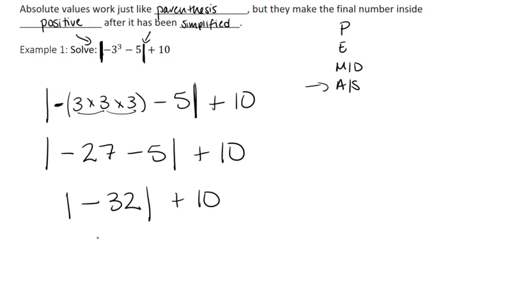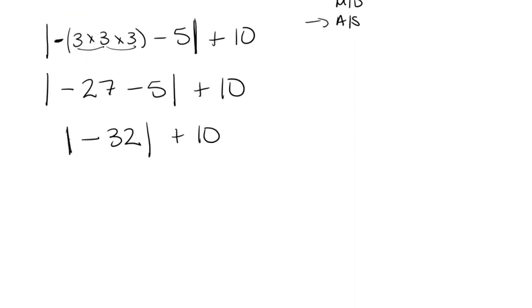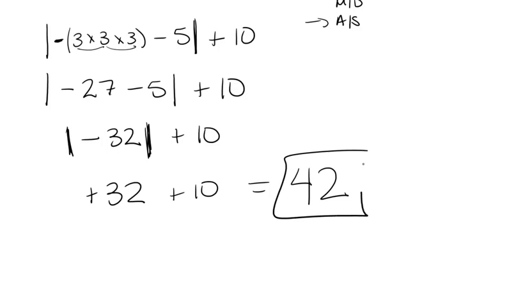So now we can go ahead and look at this. Anything that's inside the absolute value sign, if it's negative, it just becomes positive. It makes whatever that is positive. So now we have positive 32 plus 10, which is just equal to 42. And that would be our final solution to this problem. So let's go ahead and look at another example.